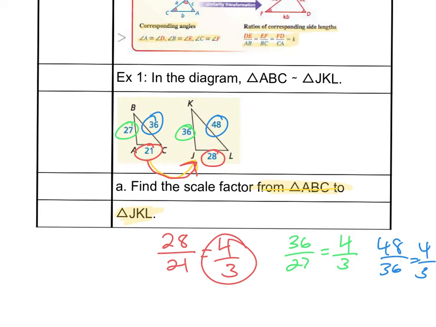Now, the hardest thing for students is they will put the sides in the wrong spot, either the numerator or the denominator. If you think about it, from ABC to JKL, if the triangle from one to the other is getting larger, we know that the scale factor needs to be greater than 1. If our triangle was getting smaller, then our scale factor would be less than 1.